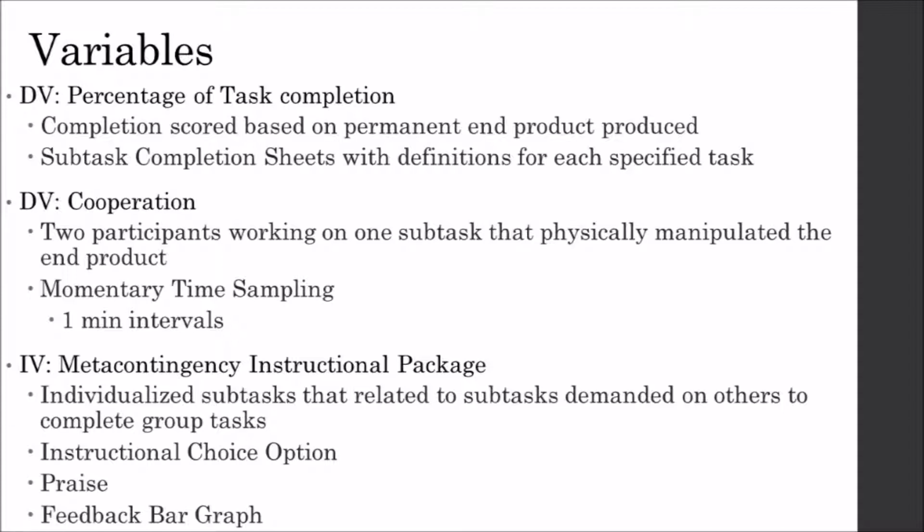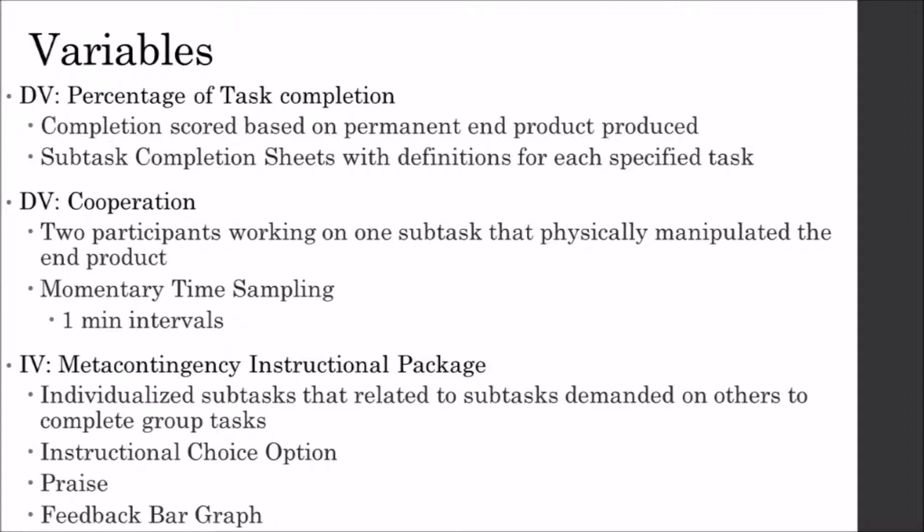The two dependent variables chosen for measurement in the study were percentage of task completion and cooperation. Percentage of task completion was defined by the permanent end product produced by individuals and was defined on subtask completion sheets. Cooperation was defined as two participants working on one subtask that physically manipulated the end product in any way. Cooperation was measured by momentary time sampling after 1-minute intervals.